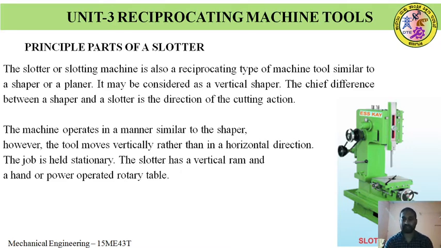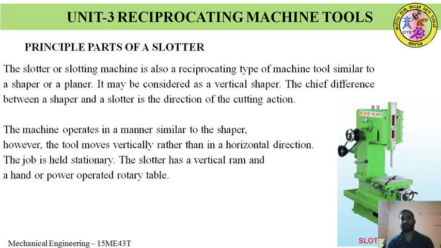Whereas in a shaper, the ram carrying the tool post reciprocates in a horizontal direction, in a slotter, the ram carrying the tool reciprocates in the vertical direction. You can see in the figure, this is the tool and this is the ram. So it will reciprocate in the up and down vertical direction, whereas in a shaper, the ram reciprocates in the horizontal direction like this, from here to here. In the slotter it reciprocates in the vertical direction. So it is very similar to a shaper.